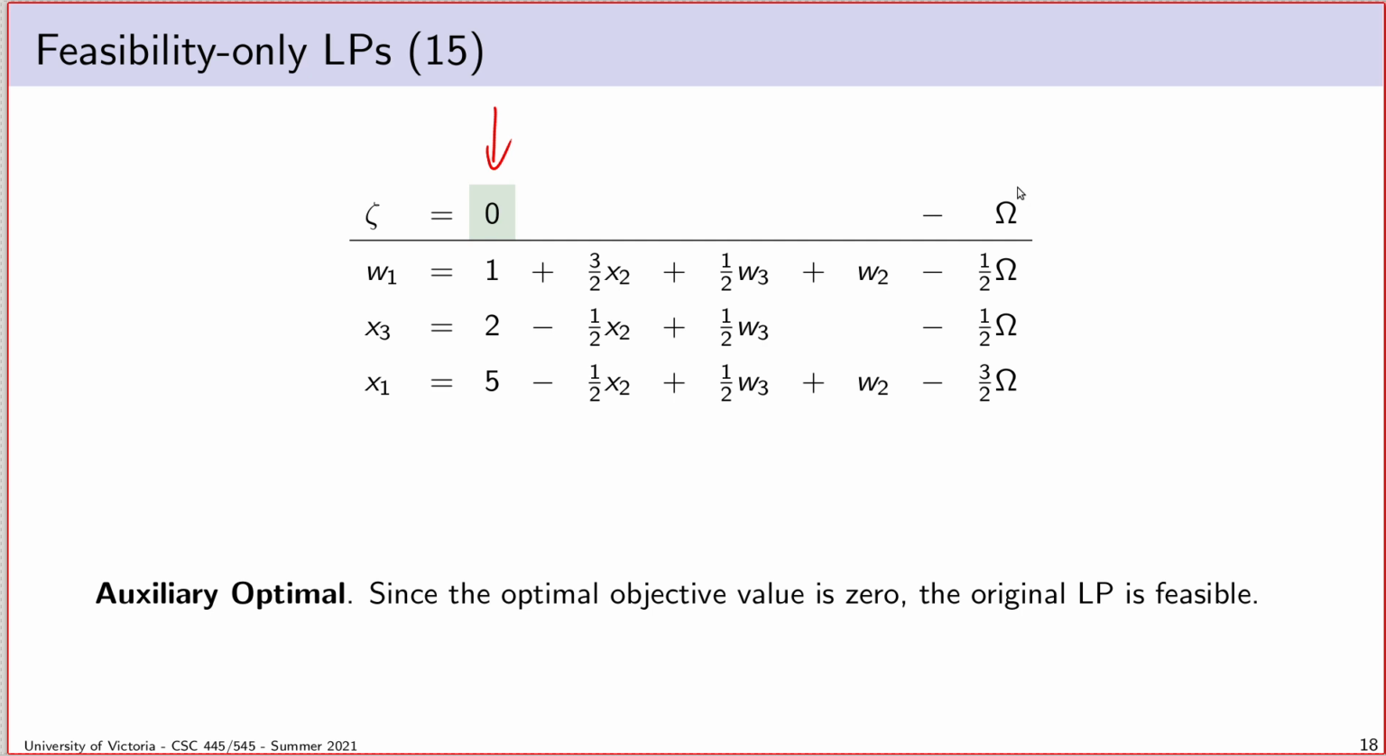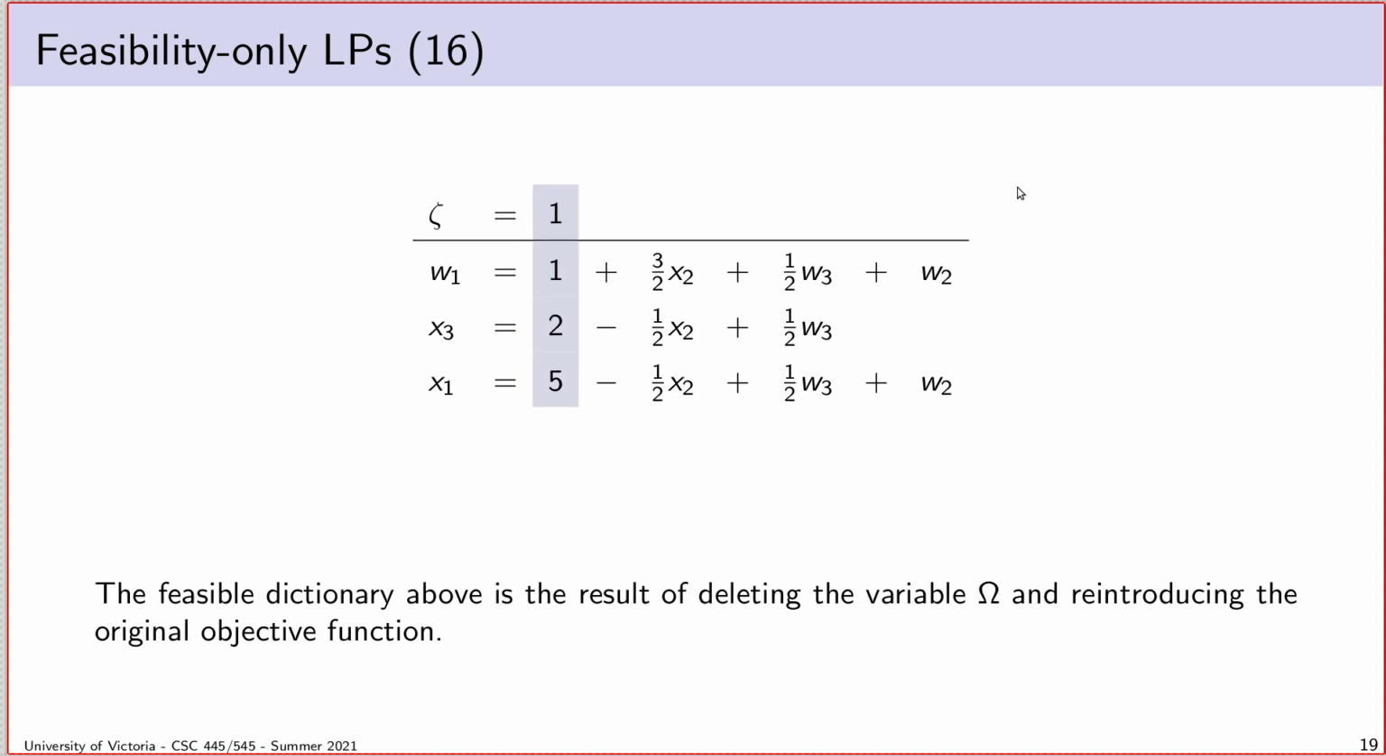So go back to the previous lecture to see how we did that. That's something you probably have to do on the midterm as well, so hopefully you know about that by now. I'm going to skip over all of that algebra. We convert the dictionary, so here's the feasible dictionary for the original problem that I get by deleting omega and reintroducing the original objective function. I should add that the step of reintroducing the objective function would normally require subbing in some variables. Fortunately for us, our objective function is dead easy. We just throw in the constant 1. So we get this.